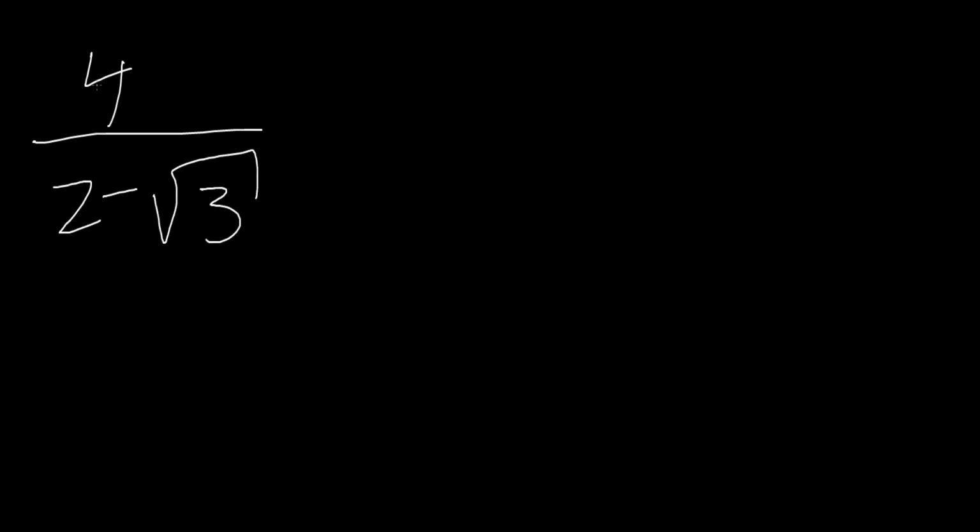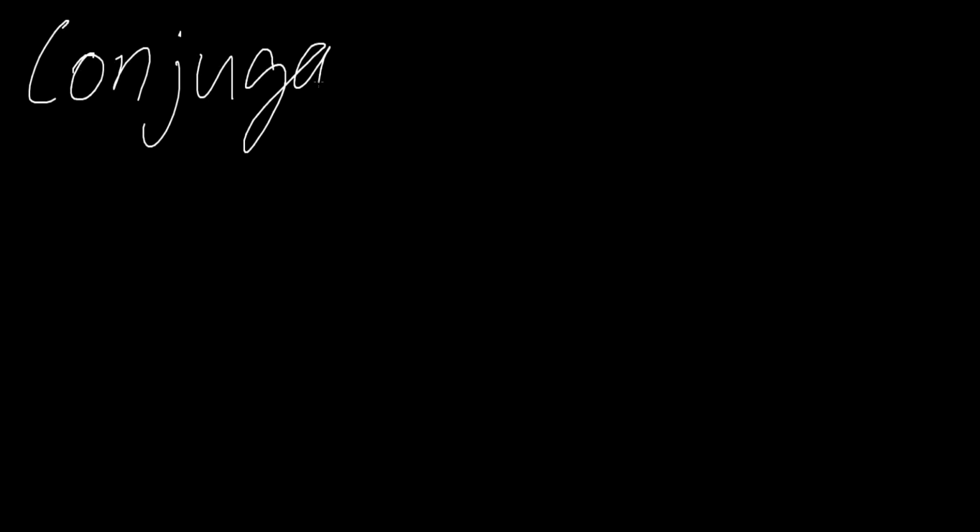Now the next concept of rationalizing the denominator is when there's an expression on the bottom. Let's say we had 4 over 2 minus root 3. How would we simplify this? You simplify this by multiplying the top and the bottom by the denominator's conjugate. Just in case you don't know what a conjugate is, I'll tell you right now. What is that? I'll give you an example.